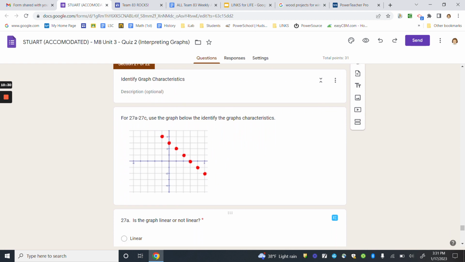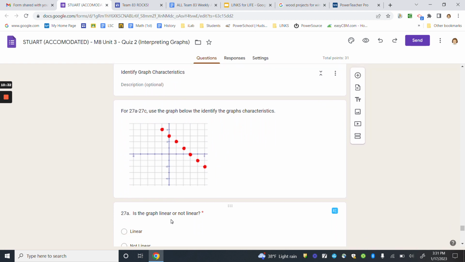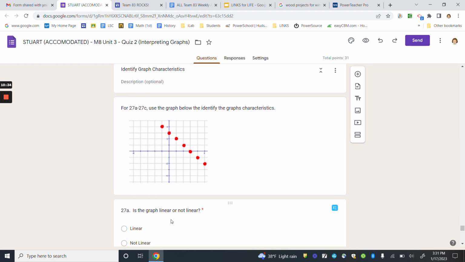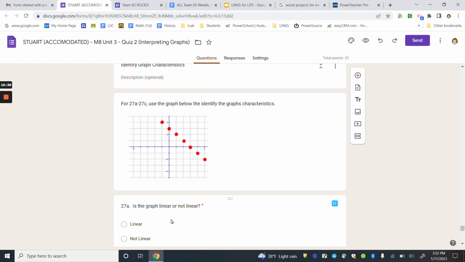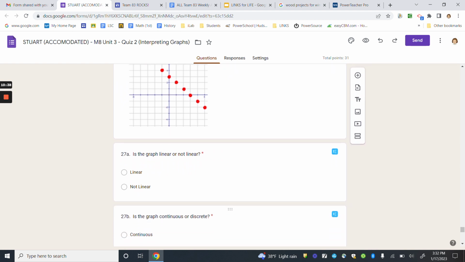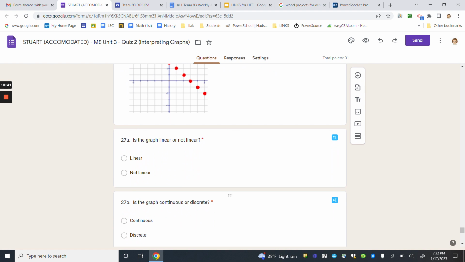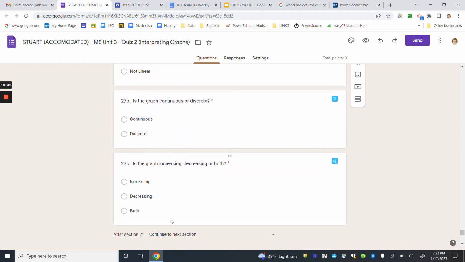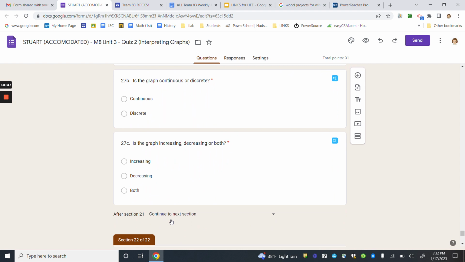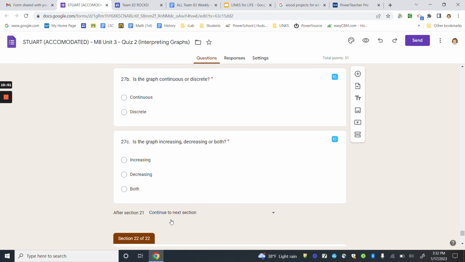Take a look at number 27. 27 graph has just dots on it. Is the graph linear or not linear? 27b, is the graph continuous or discrete? 27c, is the graph increasing, decreasing, or both?